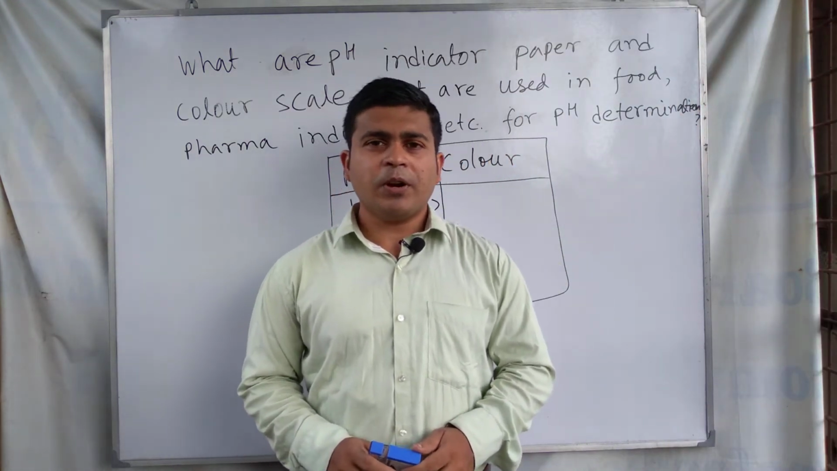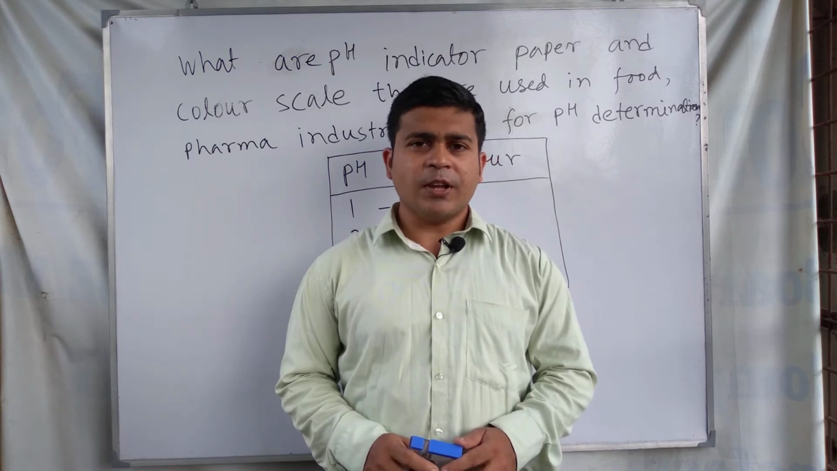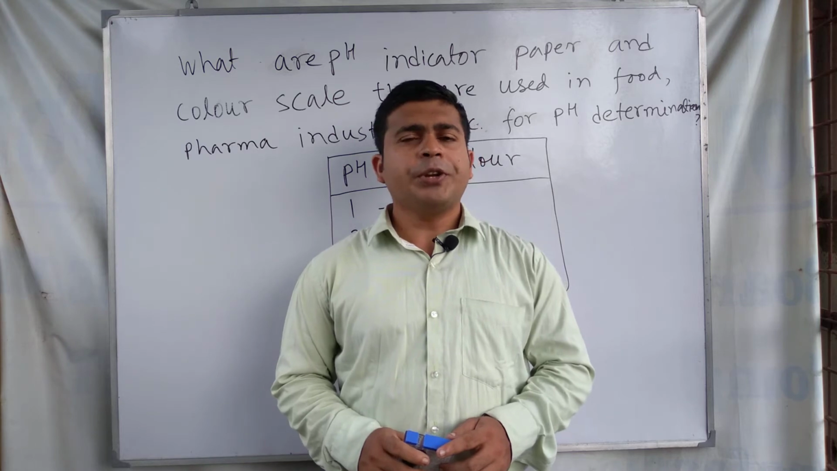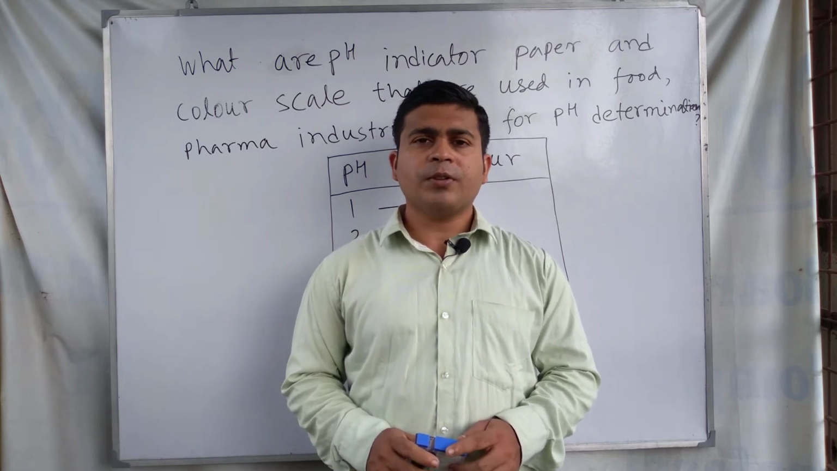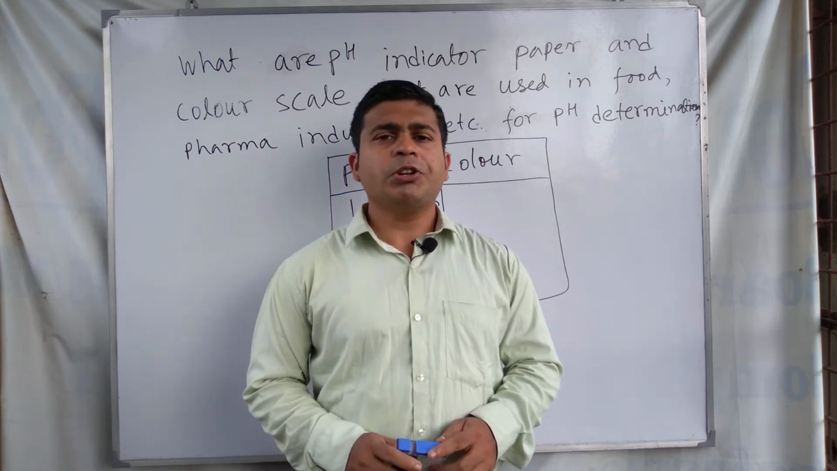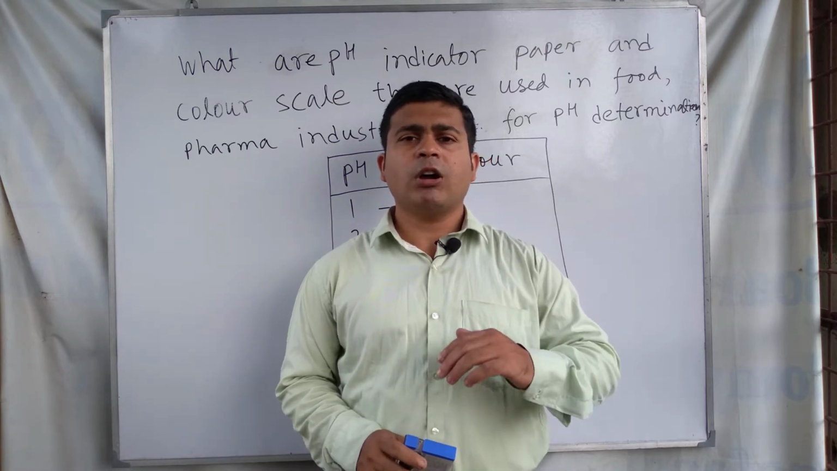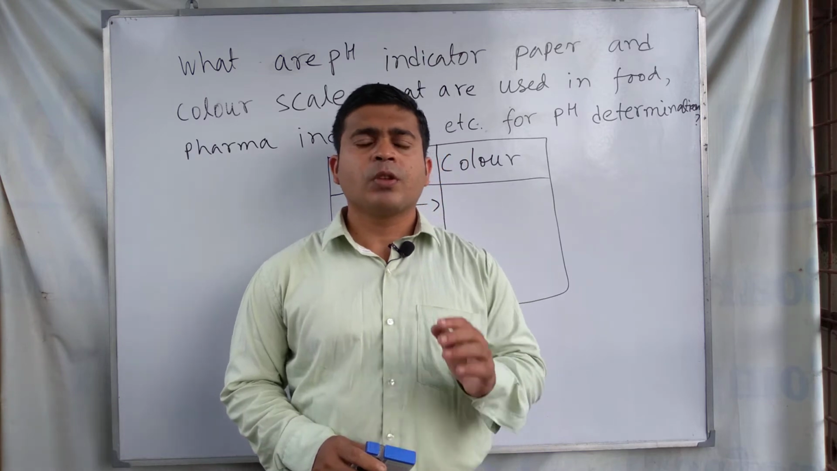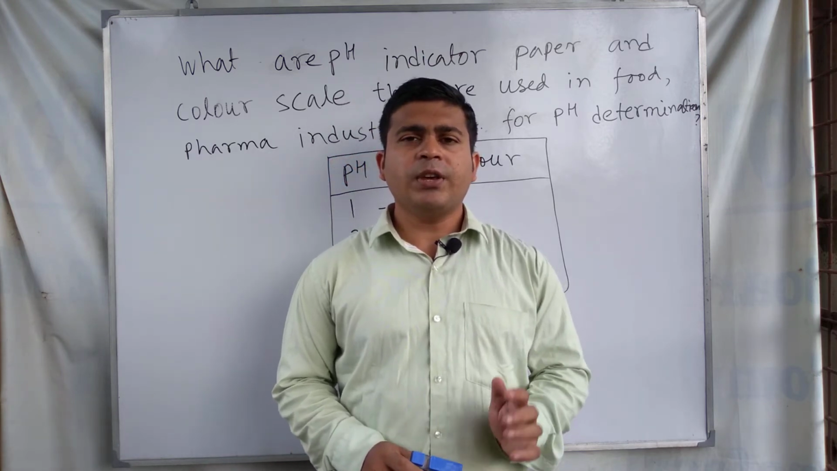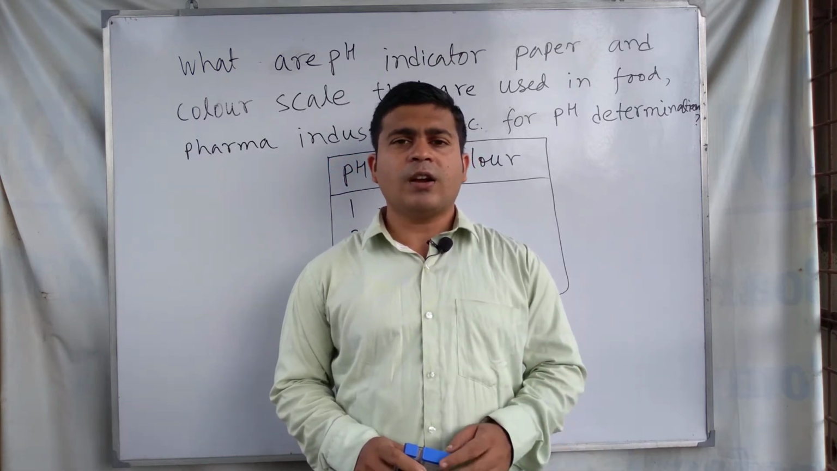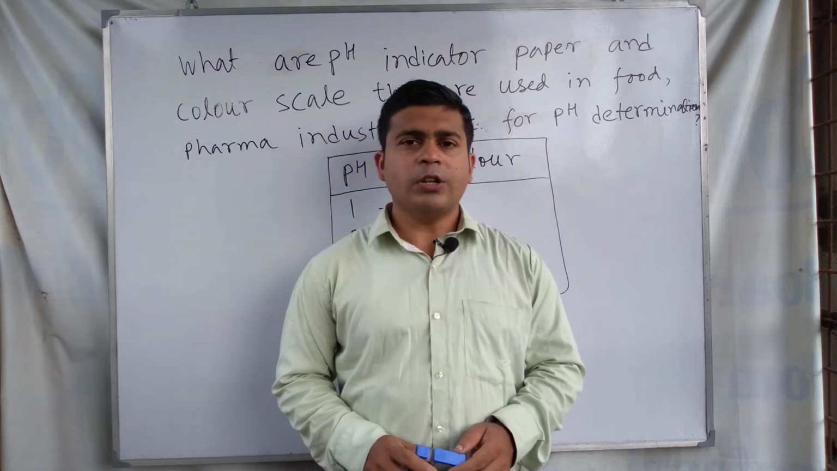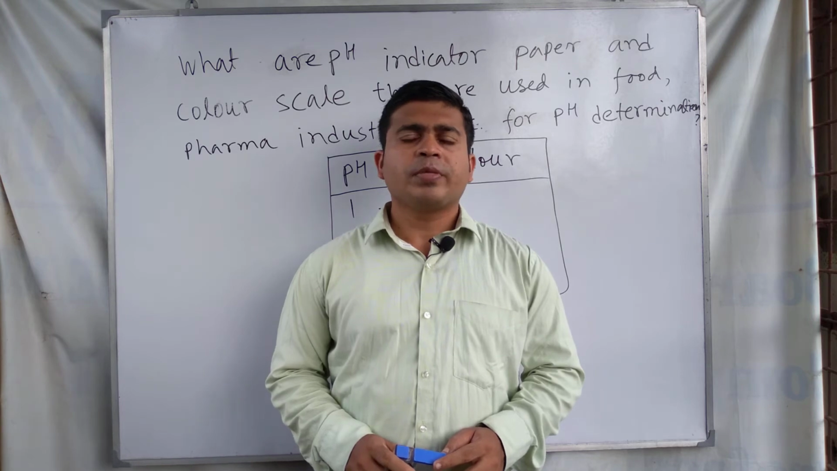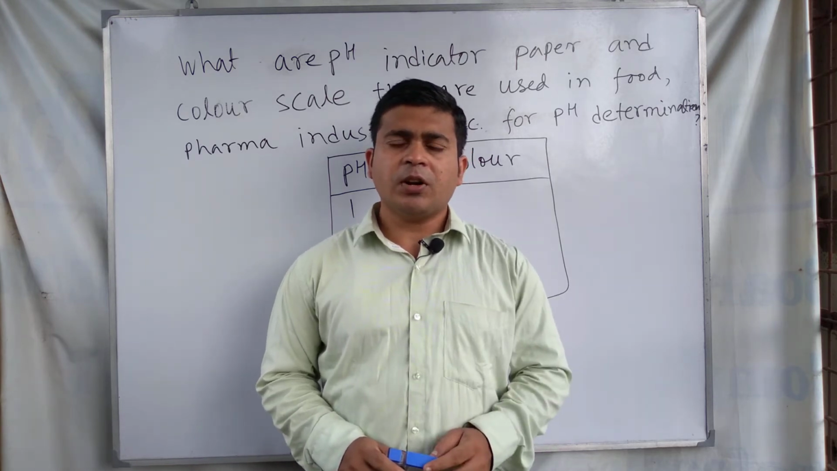pH indicator paper and its color scale. pH indicator paper is used to determine the pH of substances. In the food industry, pharma industry, pesticide industries and other industries, this pH indicator paper and its color scale are used frequently for pH determination. In this video lecture I will show you what the pH indicator paper and its color scale actually are.